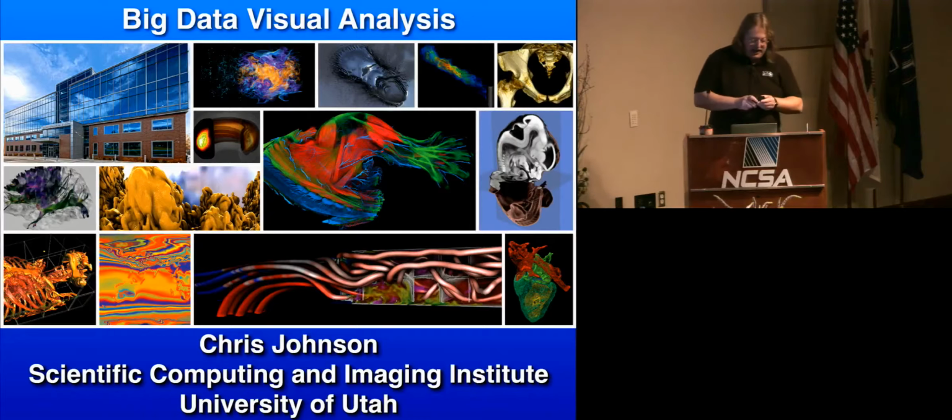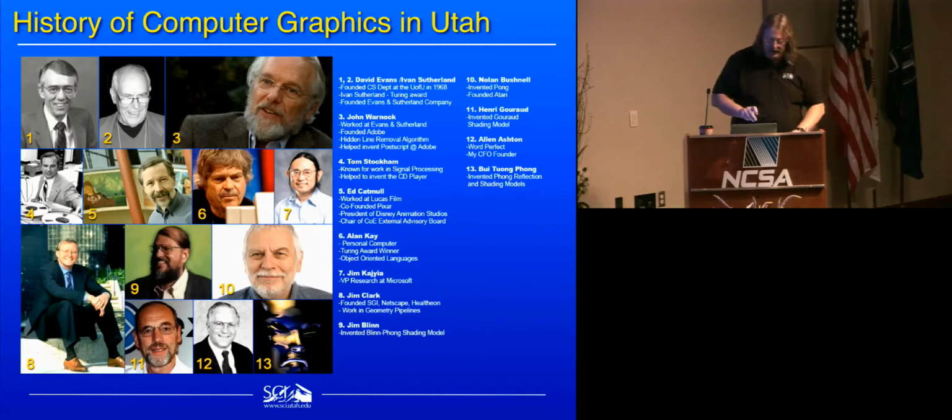So before I get going with the talk, I always like to give a little bit of history about visual computing in Utah because most people don't know about it. This guy on the left is David Evans, who was brought in by the president in the mid-'60s to start a computer science program at Utah. He came from Berkeley, and the first person he hired was Ivan Sutherland, which was a great choice. Ivan had created the first computer graphics program called Sketchpad. He would later win a Turing Award for his work in graphics.